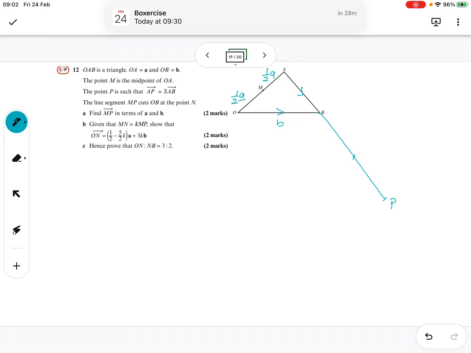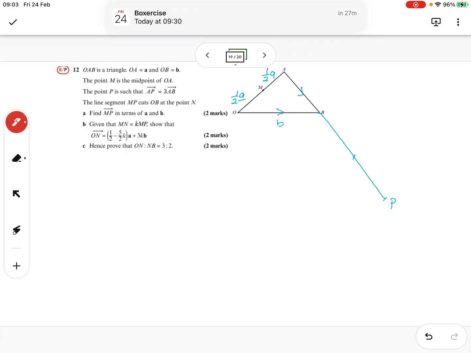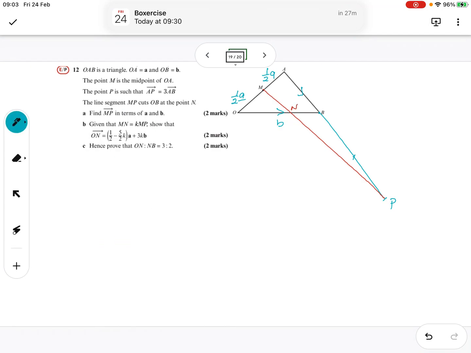The line MP cuts OB at the point N. So now I need to draw a line that goes from M to P, ish, and cuts OB at N. Okay. Find, in terms of A and B, MP. It's only 2 marks though, so let's see what it says.